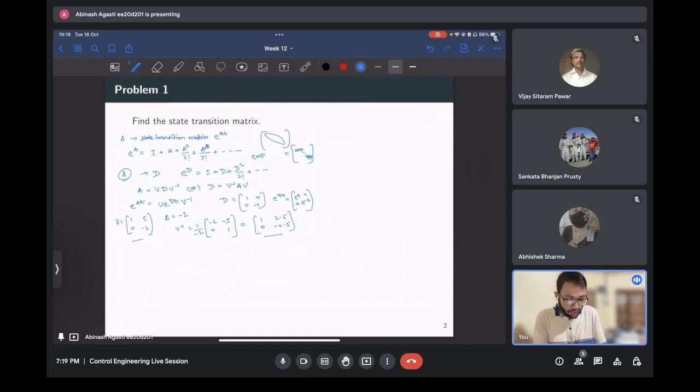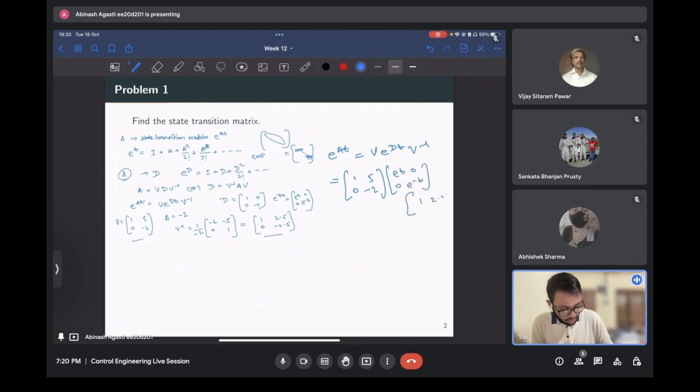So we have obtained V and V inverse. Now what do we want to find out? e to the power Dt also we have obtained. So simply e to the power At is V e to the power Dt V inverse. Correct. So 1 0 5 minus 2, e to the power t 0 0 e to the power minus t, and into this one, 1 0 2.5 minus 0.5. So go ahead, try this and tell me what you get.